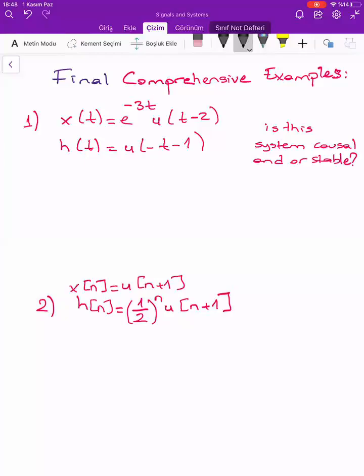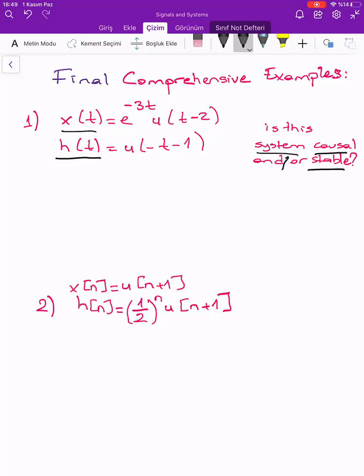Arkadaşlar, in this video, I will try to solve very critical questions, and I hope you will understand how we approach these kinds of problems, okay? There are two questions on the board, as you can see on the screen. One of them is like, I'm giving you the input and the output here, and then I'm asking you if this system is causal and or stable, okay?